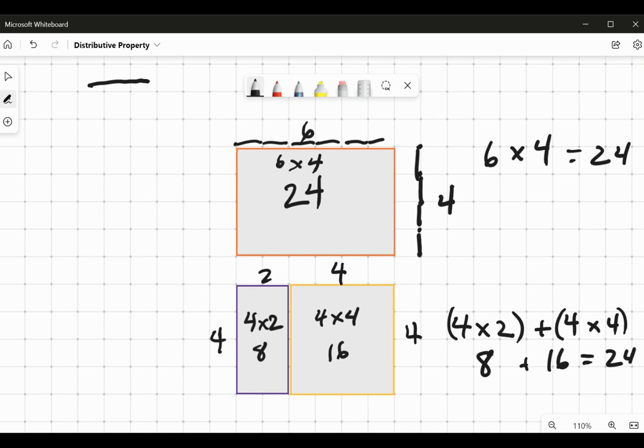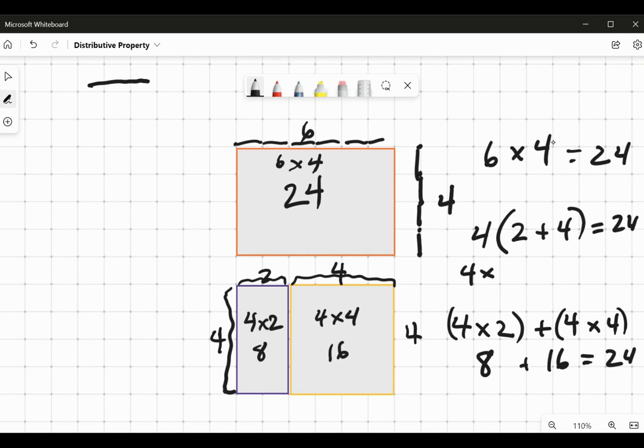The distributive property says that I can take a 4 and multiply this dimension by the sum of these two dimensions. So I can say 4 times (2 plus 4). Well, we know that equals 24, but we also know that it equals 4 times 2 plus 4 times 4. So that's the distributive property.